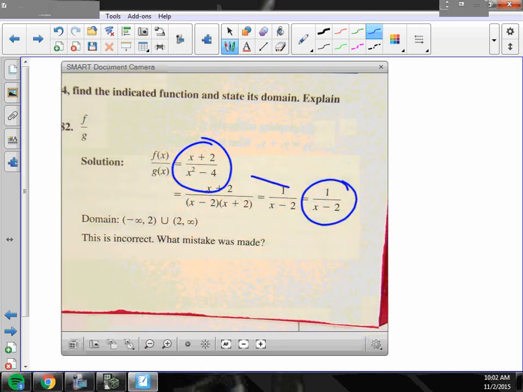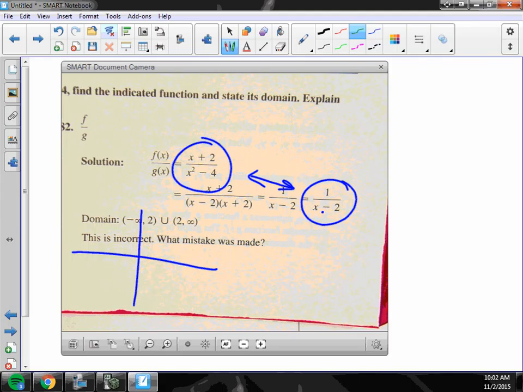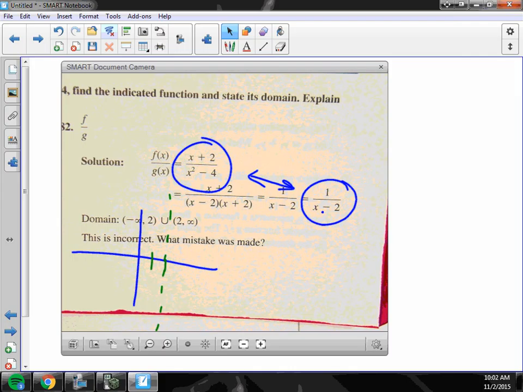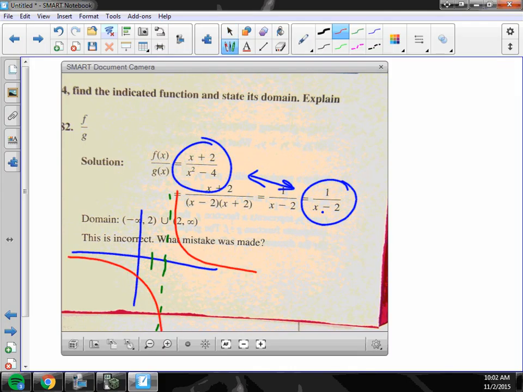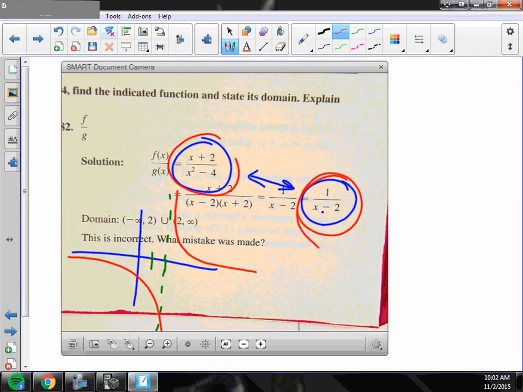Now, those two graphs are identical in every way except one. What's the difference between the two? This graph is going to have an asymptote at x equals 2. So over at 2, we have a vertical asymptote. I'm going to imagine the graph looks like this and like that. That is the graph of this one. How is this graph different?